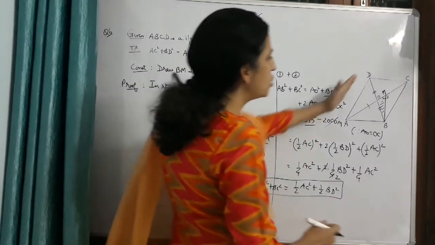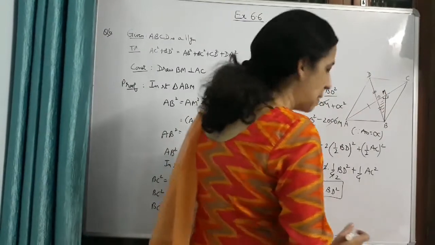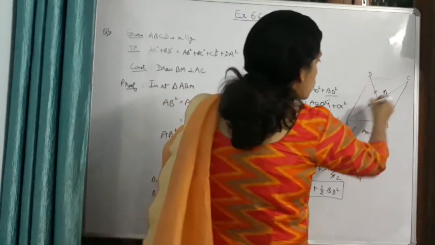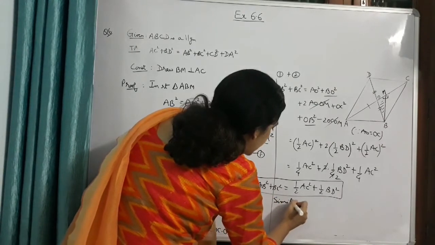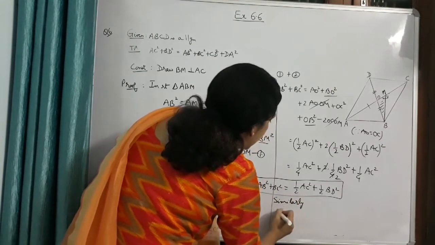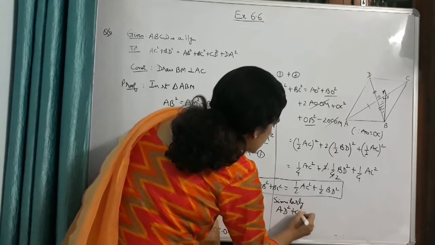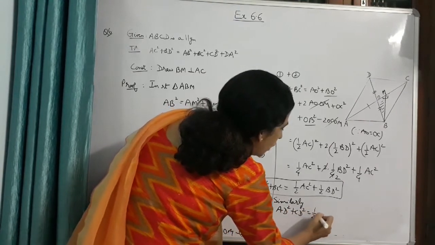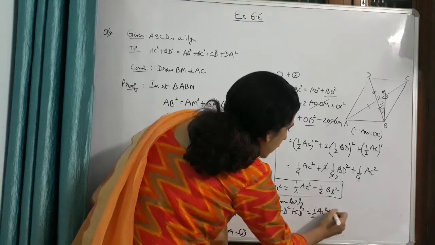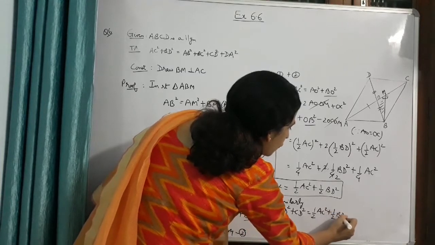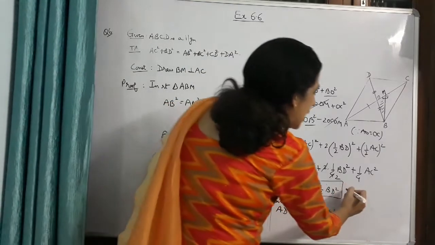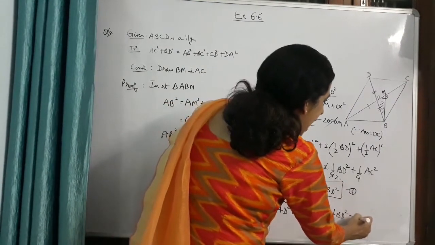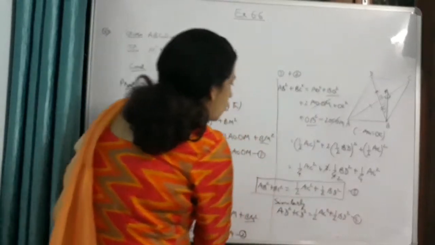After this, no need to prove it over here, you can write down similarly. If we take this triangle ADC, we similarly obtain AD square plus CD square is equal to half of AC square plus half of BD square. Now we simply add these two equations. This is equation number 3 and this is equation number 4.